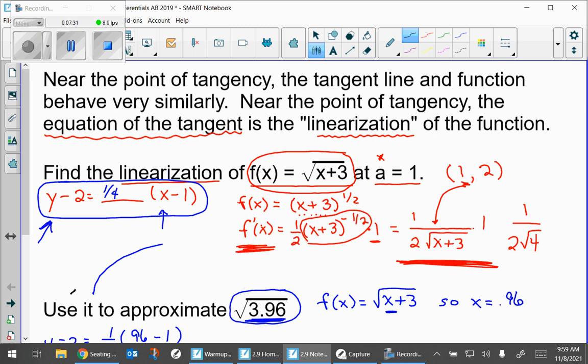If I draw a tangent line, it hits and then it takes off, doesn't it? As long as I stay pretty darn close to that point of tangency, are the blue and black lines pretty darn close to each other? Yeah. When we get out here, well, then they're not so much. But as long as we're close to the point of tangency, the tangent line and the actual function behave pretty much the same. So we're going to use the tangent line to make predictions for what the value of the function would be.